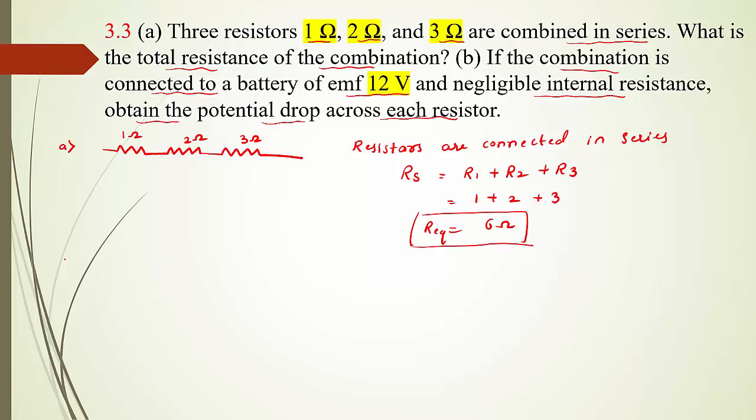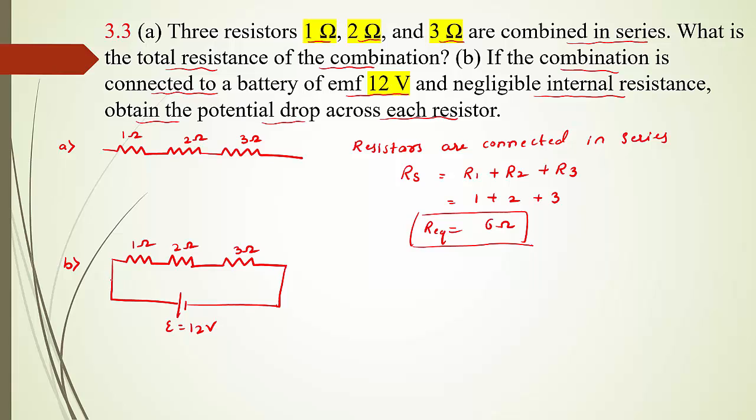Right, then B question. If the combination is connected to a battery, let us consider this combination is connected to a battery and it is having EMF of 12 volt, E equal to 12 volt. These resistors are 1 ohm, 2 ohm and 3 ohm where internal resistance is negligible, so leave it. So when it is connected to a battery, we have to obtain potential drop across each resistor.